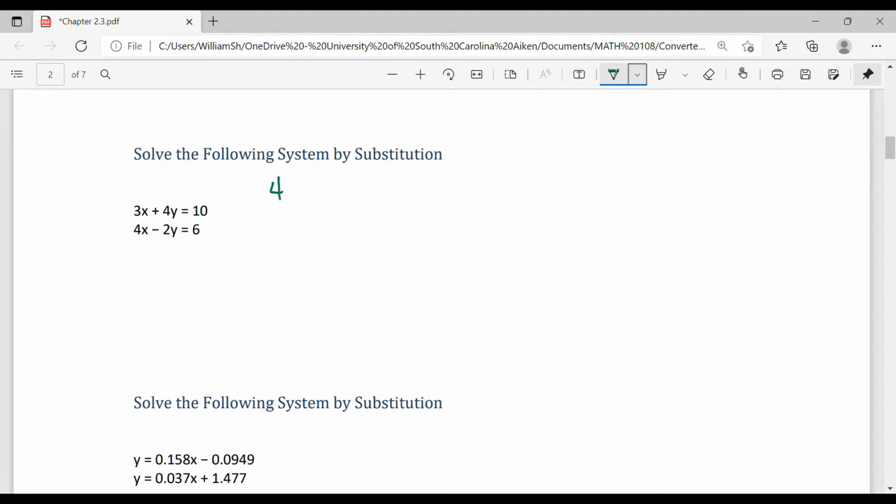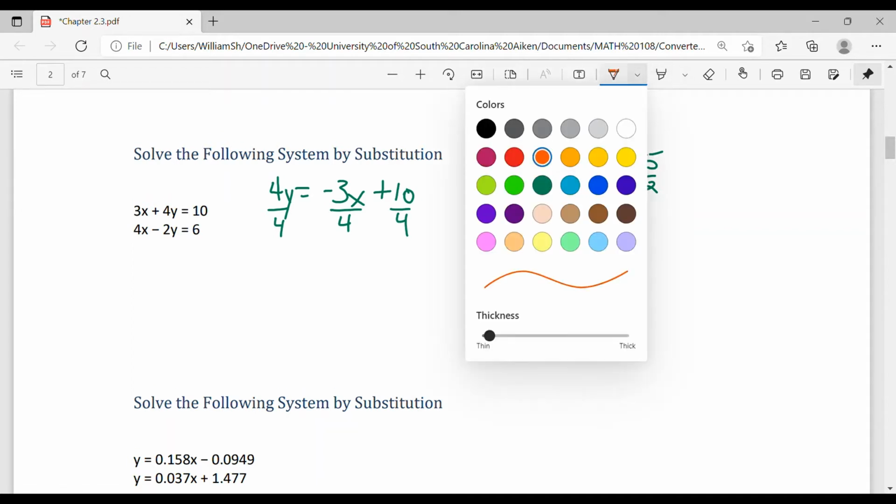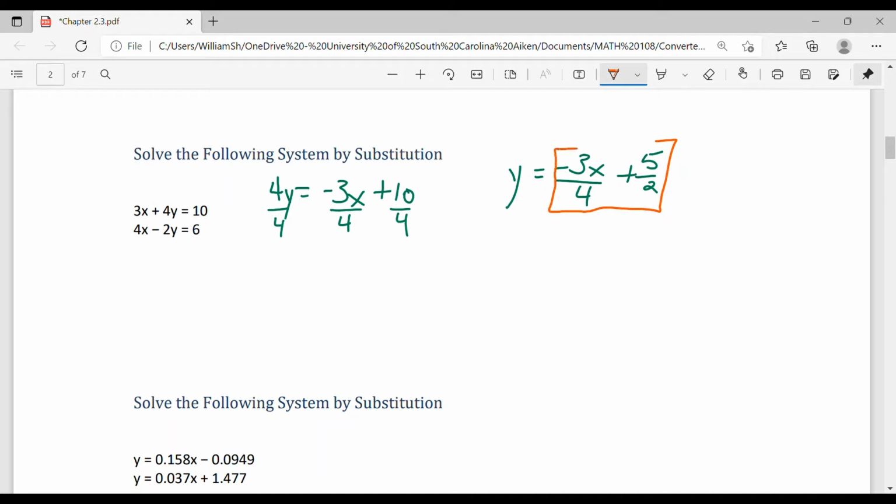So we get 4y equals negative 3x plus 10. I just brought the 3x to the other side by subtraction. I'm going to divide by 4 here to get y by itself. And I get y equals negative 3x over 4 plus, we need to reduce this, 10 over 4, which reduces to 5 over 2. Now I am going to take what we found y to equal, and input it for this y right here.